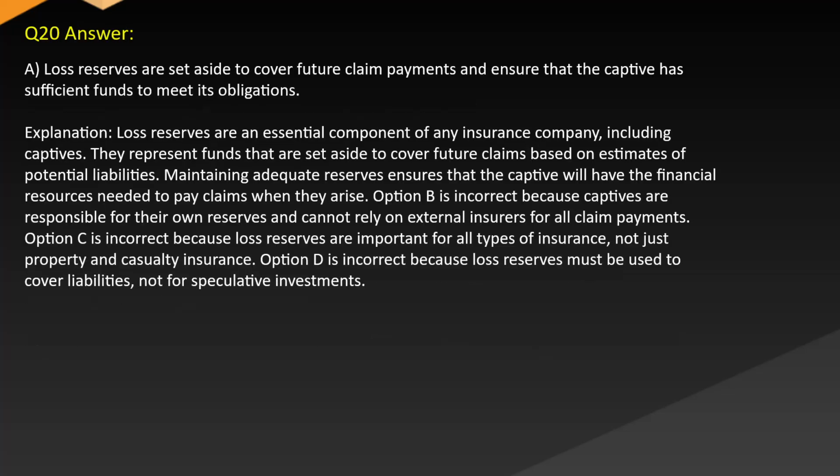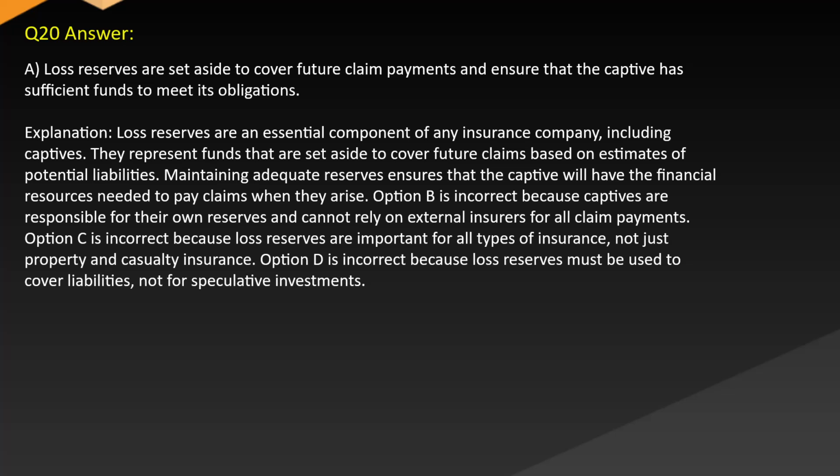Answer: A. Loss reserves are set aside to cover future claim payments and ensure that the captive has sufficient funds to meet its obligations. Explanation: Loss reserves are an essential component of any insurance company, including captives. They represent funds that are set aside to cover future claims based on estimates of potential liabilities. Maintaining adequate reserves ensures that the captive will have the financial resources needed to pay claims when they arise.